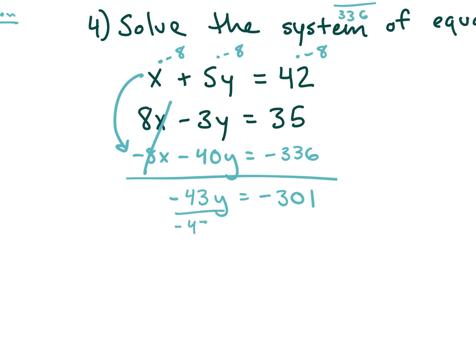Divide both sides by negative 43. And we get y equals 7. How did you know to do it by 8? Because we needed them to be the same number but opposite. So if this is a positive 8x, we need this one to be a negative 8x. So that's why we multiplied by -8.